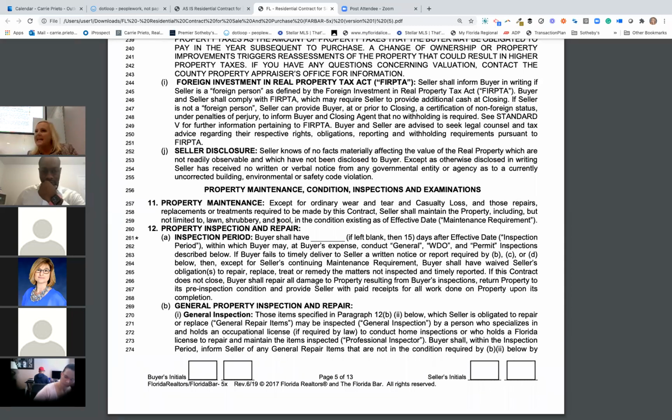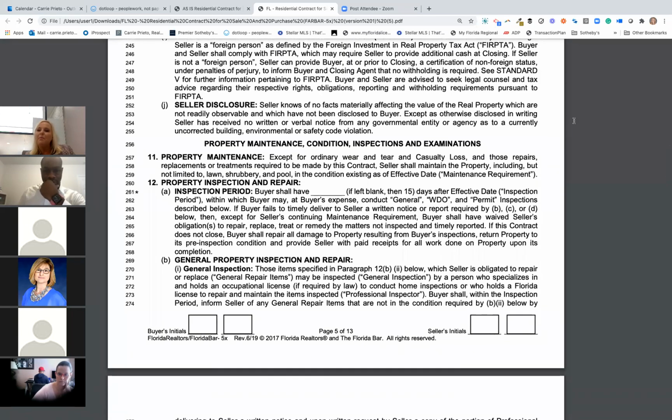We have a financing contingency. They both have that, okay? But the difference here is because of what the banks were doing, this is the language they've added. Inspection period, buyer shall have, now if left blank, days after, within which the buyer may, at buyer's expense, conduct a general, a WDO, and permit inspections, right?